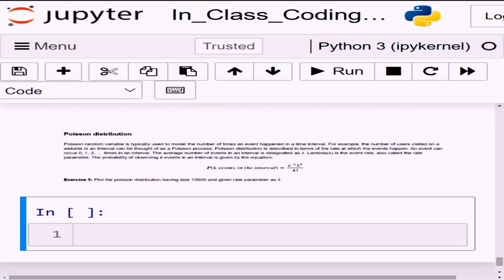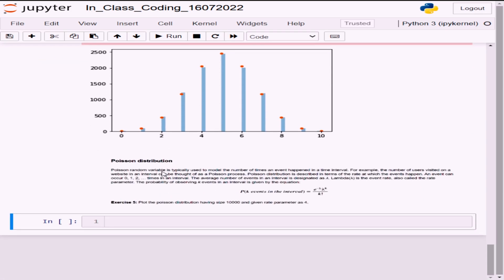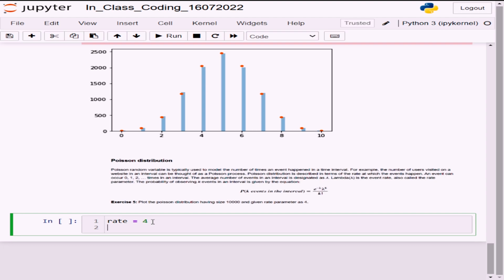Now we'll directly try to answer a question here. You can see the question: plot the Poisson distribution having a size of 10,000, given that the rate parameter is 4. That's actually the lambda value which is given. So now let's quickly write code for that. Let me start with the given parameter: rate equals 4.